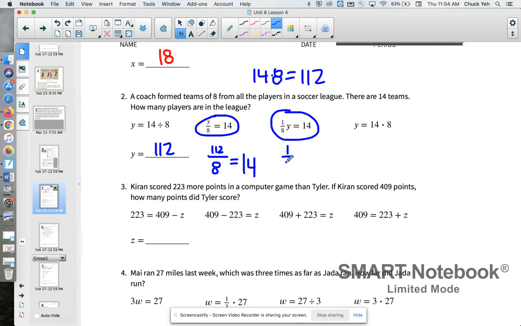Remember, so if you have 1/8, right? Then times y. Y is what? 112? And then as a fraction, 112 over 1. So that would work, because that would be 14. 1 times 14 is 14. 14 over 1. And then this would work too, because of what we just did, 14 times 8.